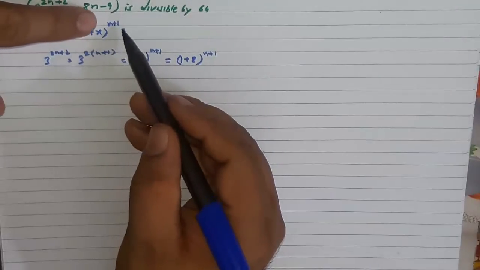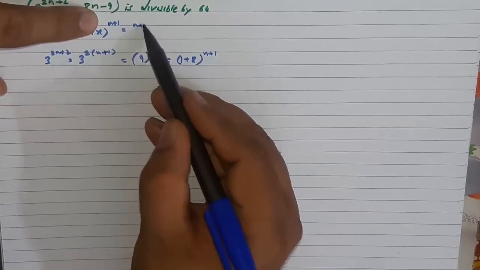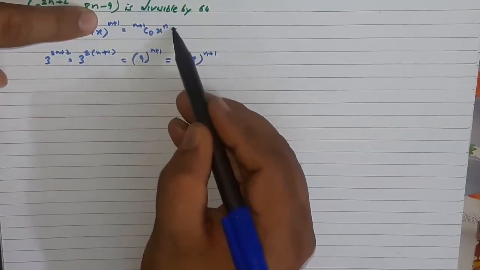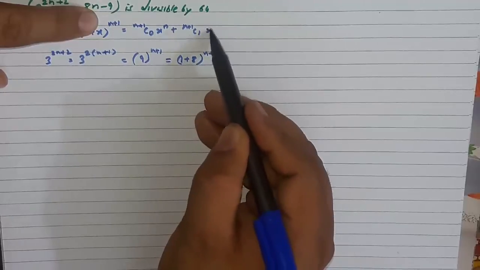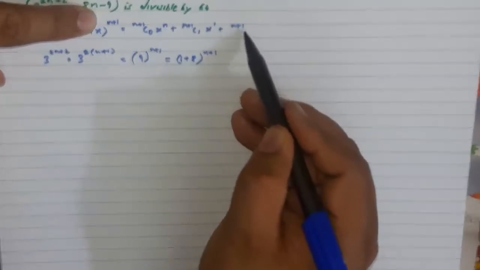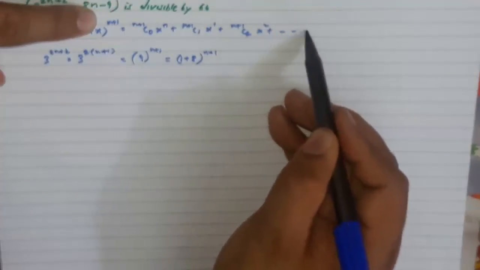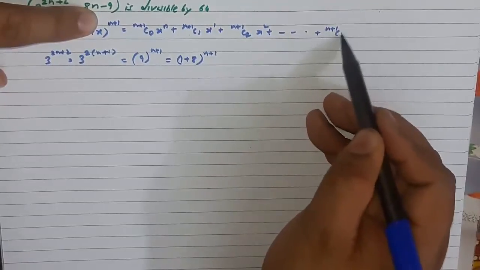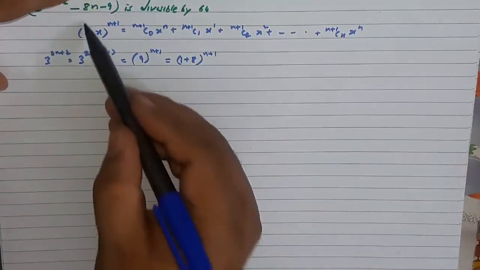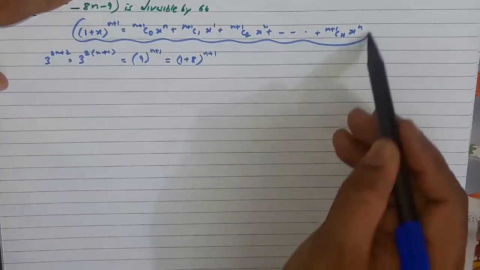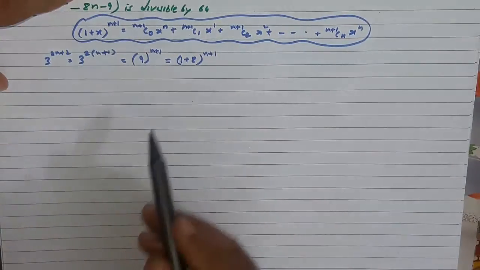तो (1+x)^(n+1) हो जाएगा आपका: n+1 C0 x^0, n+1 C1 x^1, n+1 C2 x^2 and so on, और लास्ट में आएगा n+1 Cn x^n, राइट? We will use this property here. So let us start with this.